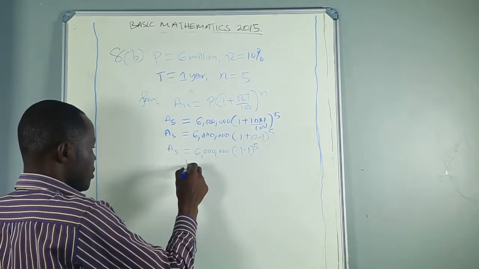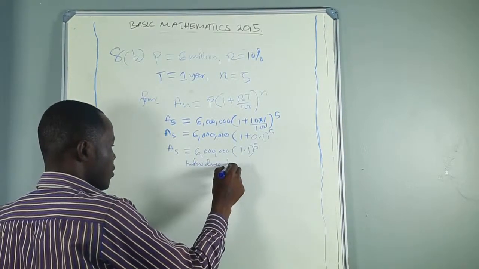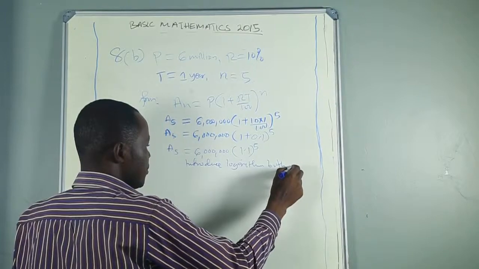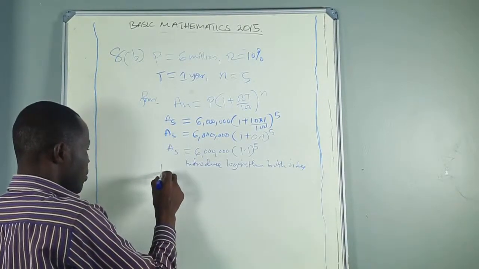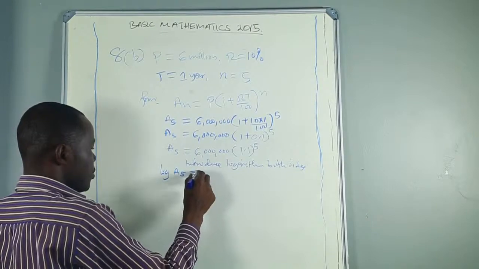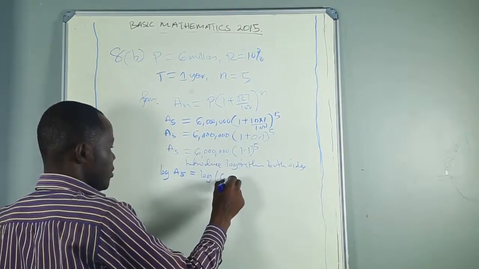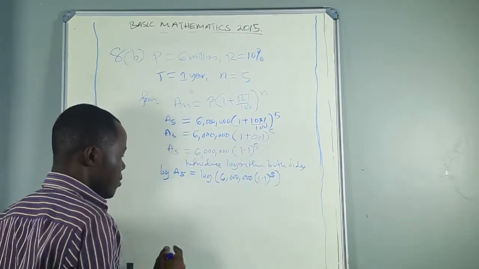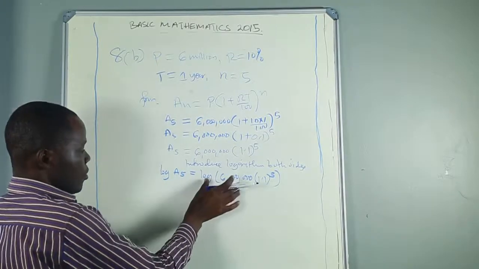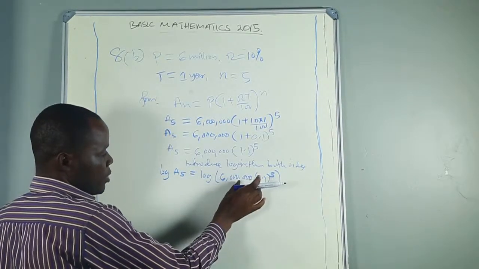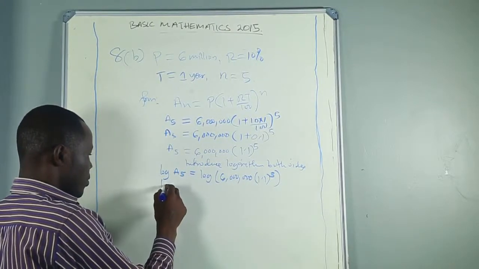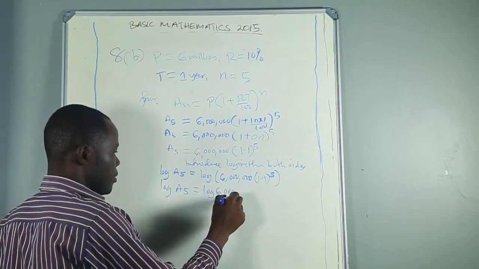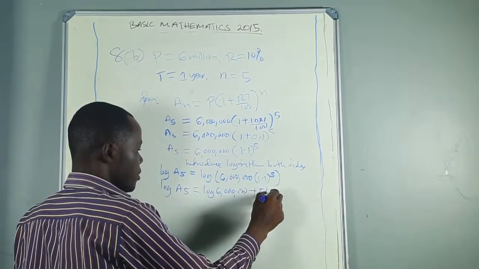Then we introduce logarithm on both sides. So log A5 is equal to log of 6 million times 1.1 to the power 5. By laws of logarithm, when we multiply, we add. So log of A5 is equal to log of 6 million plus 5 log 1.1.